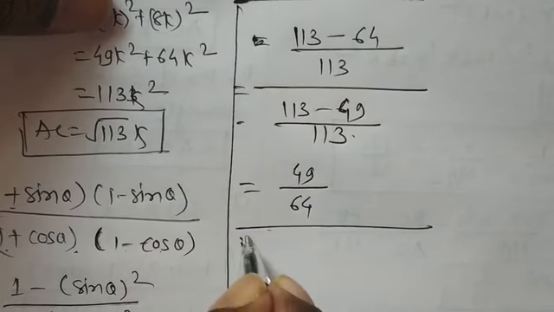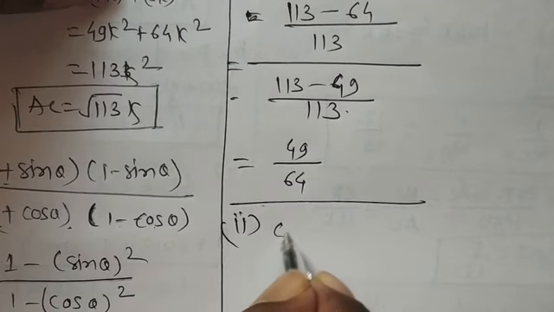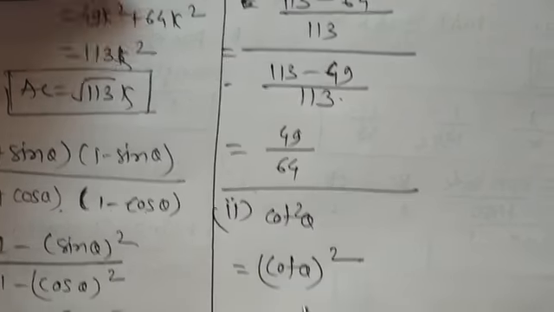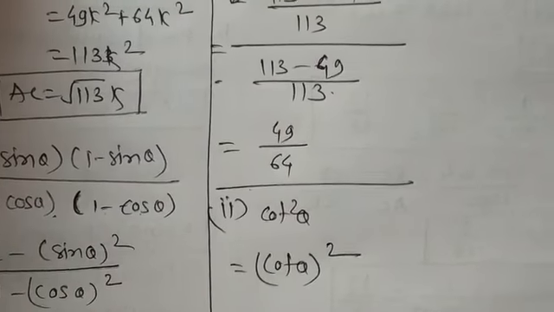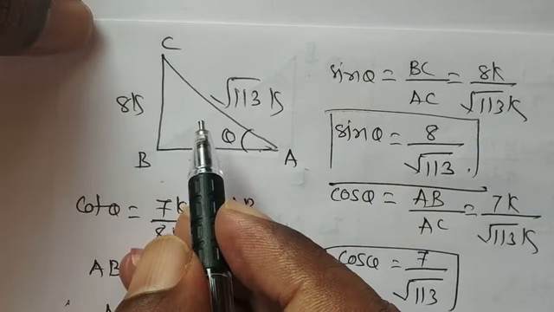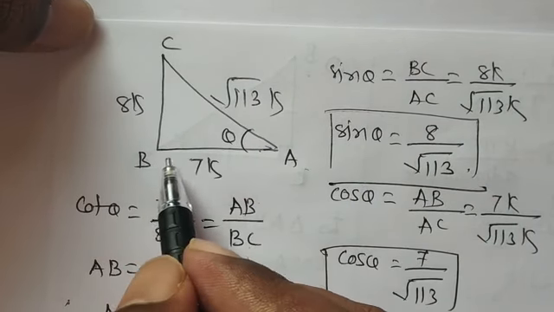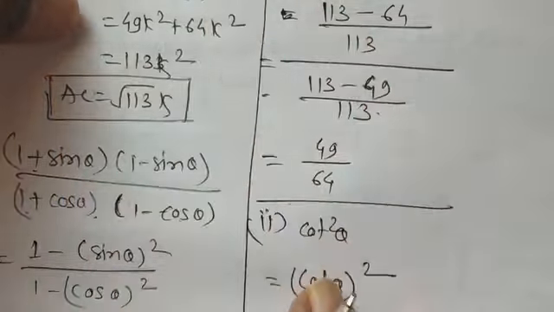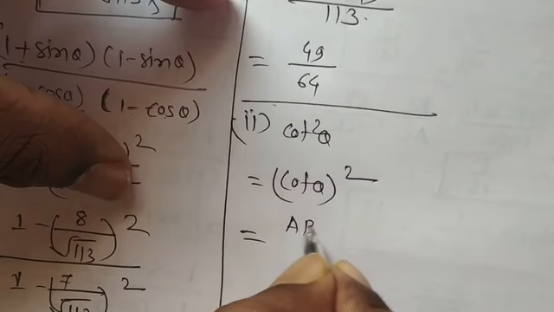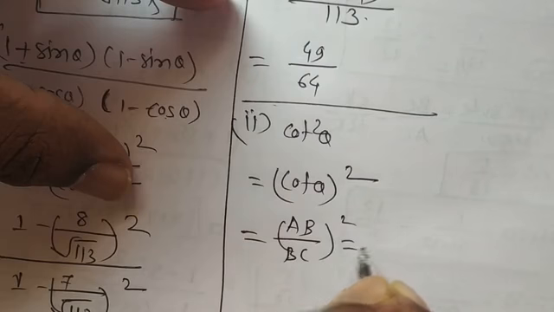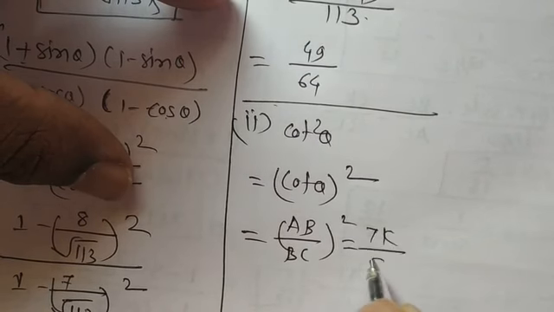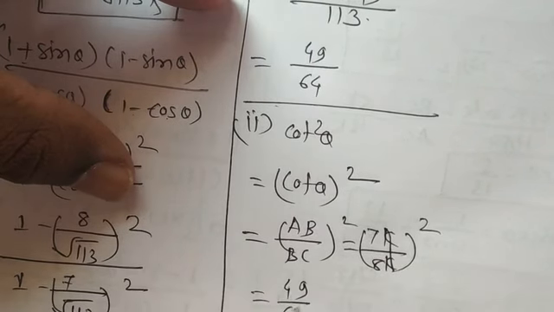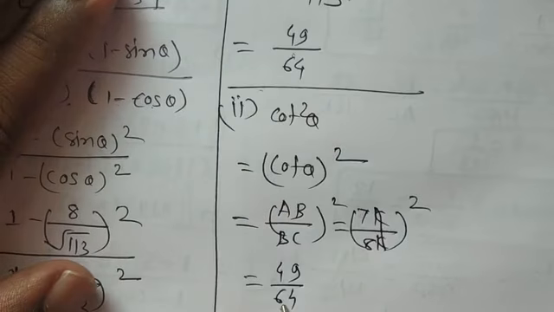Now for the same triangle, find the value of cot square theta. That is cot theta whole square. Then the formula: what is cot theta here? Cot theta is adjacent side upon opposite side, that is 7k by 8k, or AB by BC. Then AB by BC whole square, that is 7k by 8k whole square, the k cancels, that is 49 by 64. Both answers are the same.